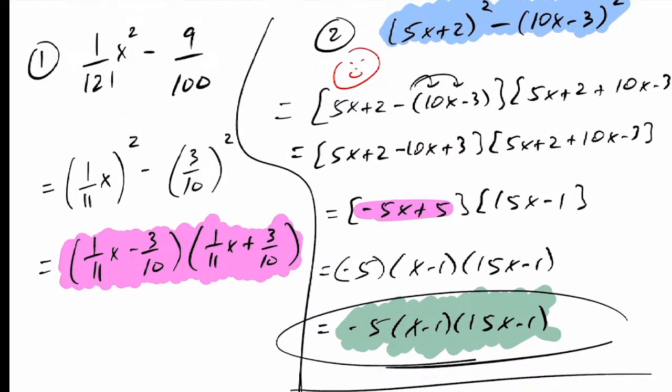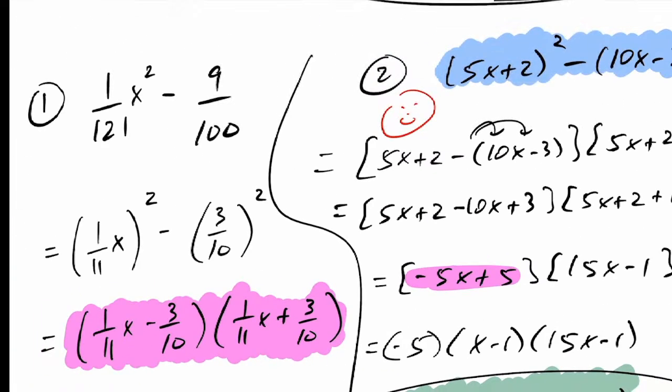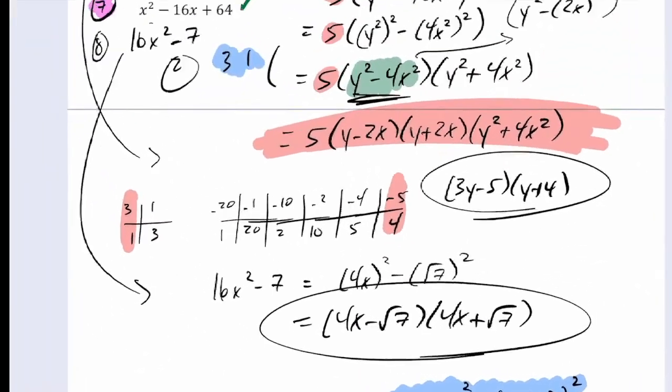In general, if you have a value that's negative, you should factor it out. So notice here I factored out a minus 5 instead of a 5 because that value in front of the x was negative. And we even did it earlier in the question I was working on with Rima.